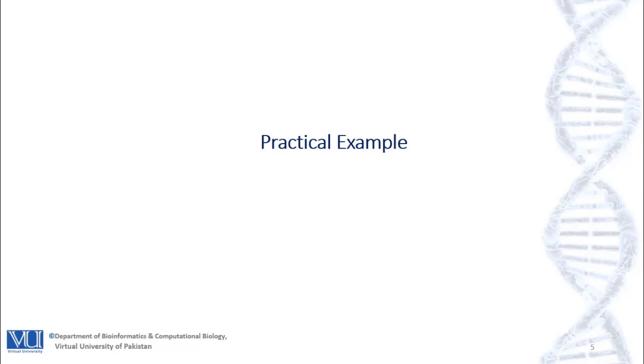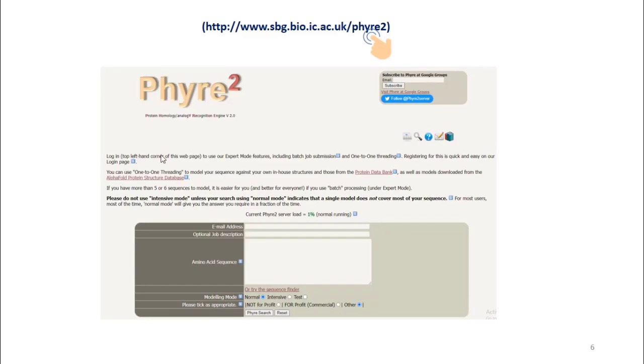So let's now understand how we can use Phyre2 for the prediction of secondary and tertiary structures of your query sequence. To get to the website, you just have to click on the link mentioned above, or you just write Phyre2 on Google, and you will be redirected to their homepage. This is the homepage of Phyre2. You just have to paste your query sequence into the amino acid sequence section.